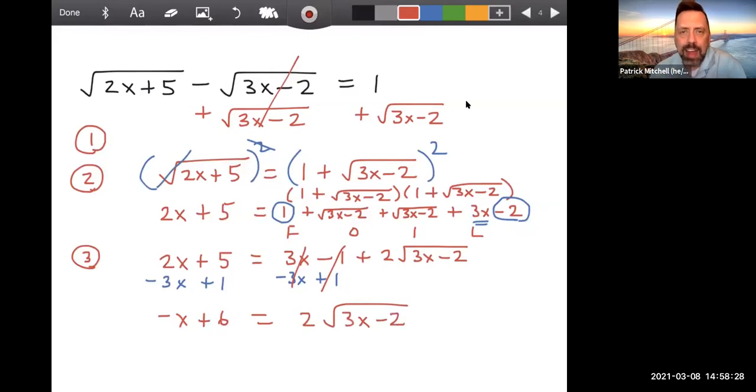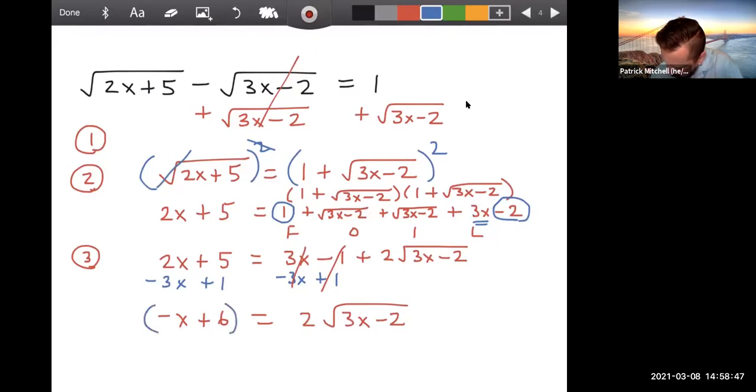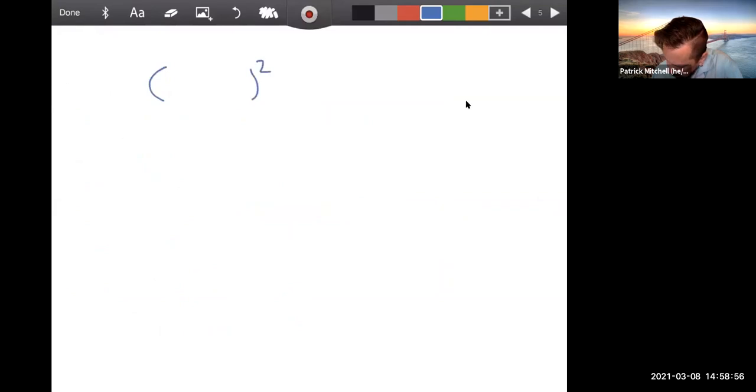Okay, now I know it says isolate the radical, so you might think now I have to divide both sides by 2. You don't really have to do that, and here's why. If I go ahead and apply my appropriate power, I'm not making the hand gesture because I've got something in both hands right now. Let's look at what happens. I think I'm going to have to go on to my next screen. So let's get that copied real quick. Okay, this was negative x plus 6. And this was 2 times the square root of 3x minus 2.